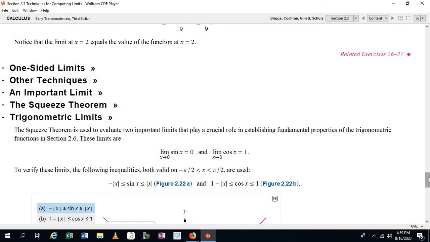Okay, so I'm going to leave it here. This is going to be part 1 of this section. And in another video, I'm going to go ahead and talk about the rest of the section, part 2 of it.